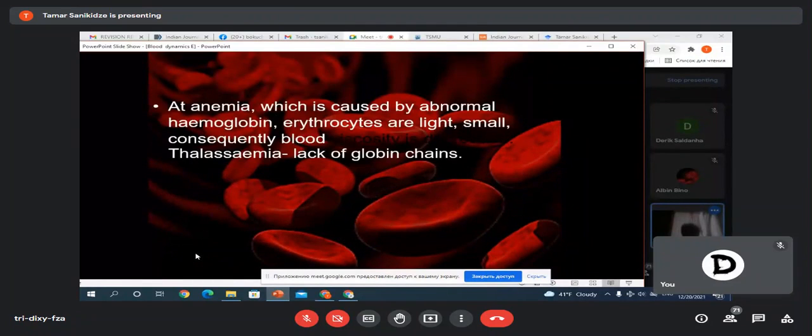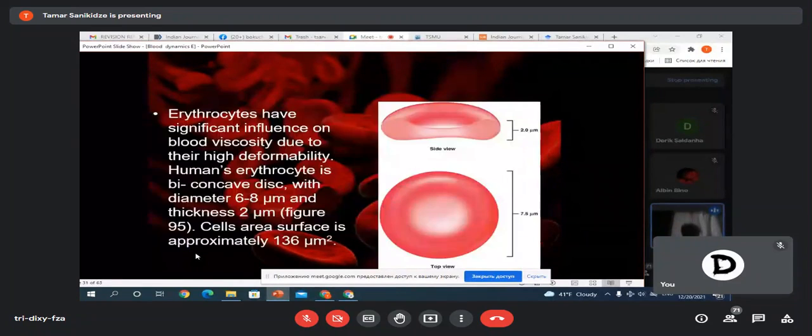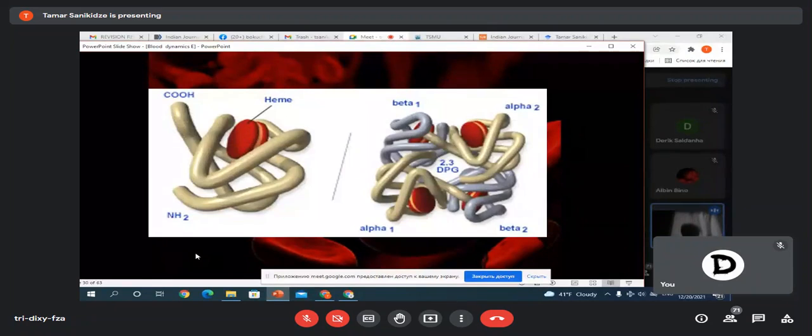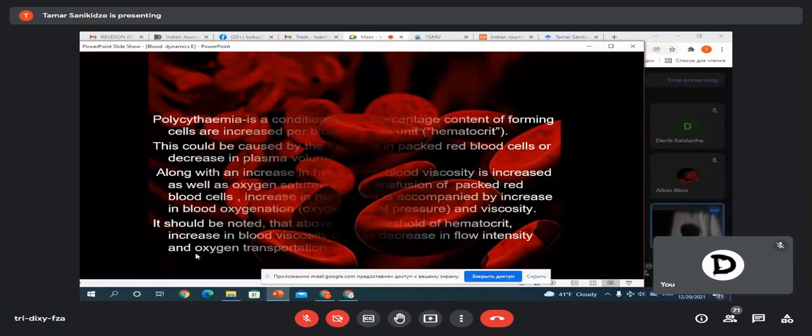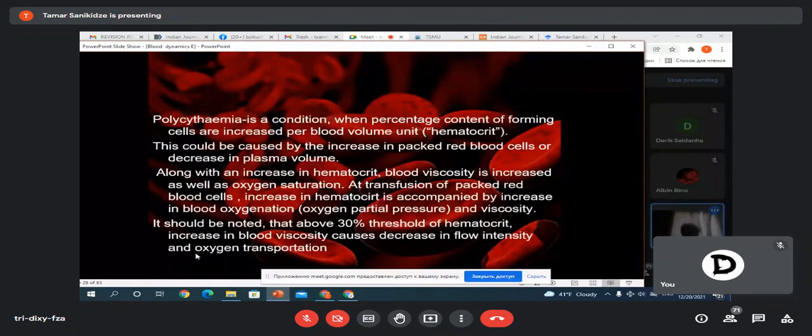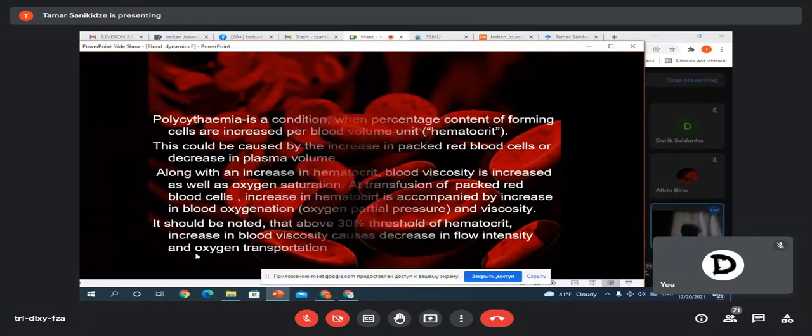This is important to take into account when making an erythrocyte mass transfusion. The amount of erythrocyte mass must not be too high, because when the hematocrit goes above 30%, it will very importantly increase the blood viscosity and cause a decrease in flow intensity and oxygen transportation.